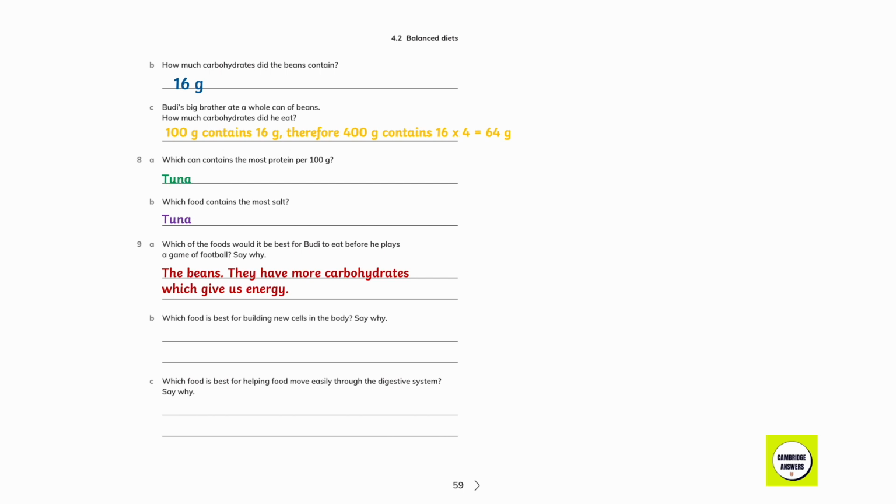Which food is best for building new cells in the body? Say why. The tuna. It has more protein which helps to build up the body. Which food is best for helping food move easily through the digestive system? Say why. The beans. They have more fiber.